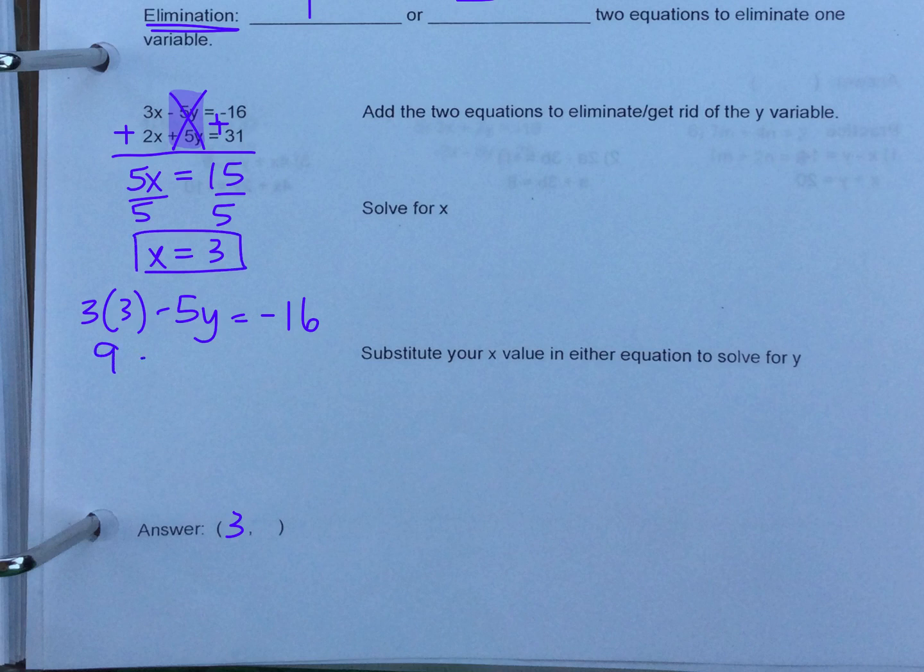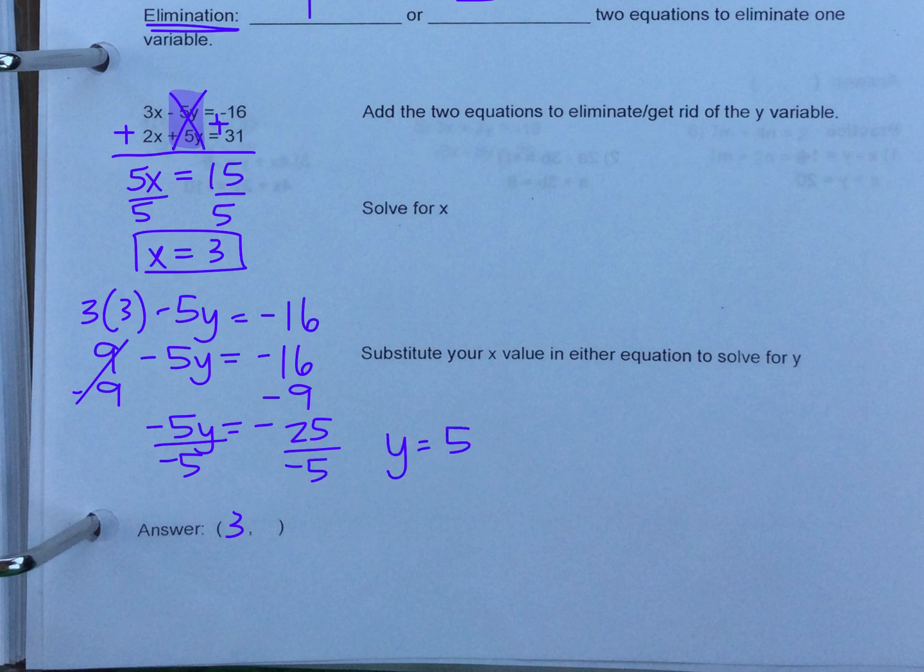3 times 3 is 9, minus 5y equals negative 16. I'm going to subtract 9 to make it go away from that side. Now I have negative 5y equals negative 25. Divide by negative 5. y equals 5. I'm going to put that right here, and this is my final answer. If I were to graph those two lines, they would cross at 3, 5.